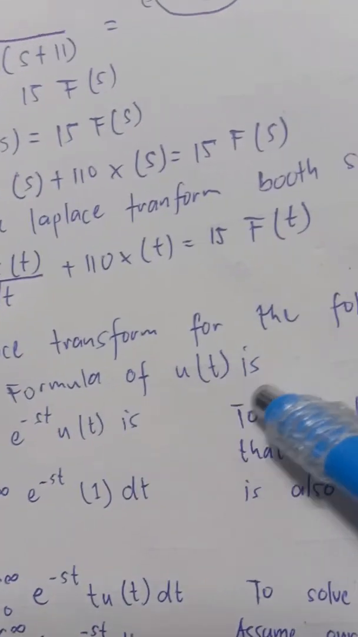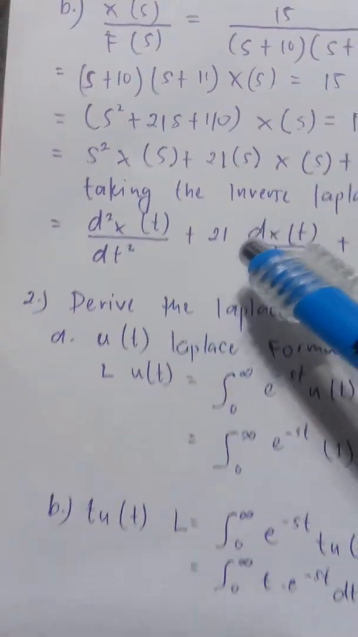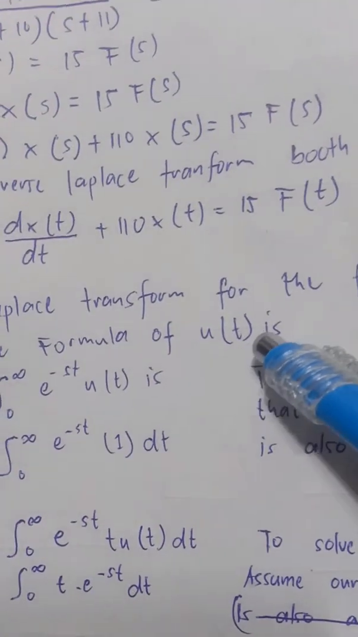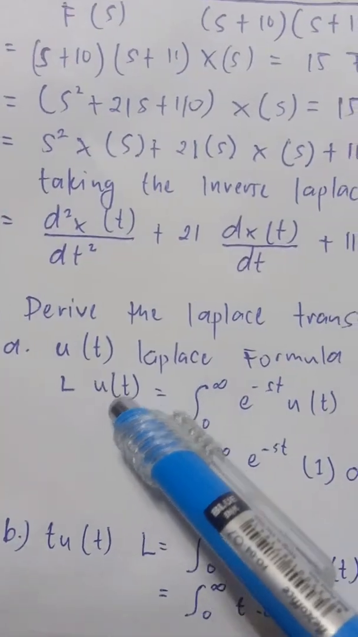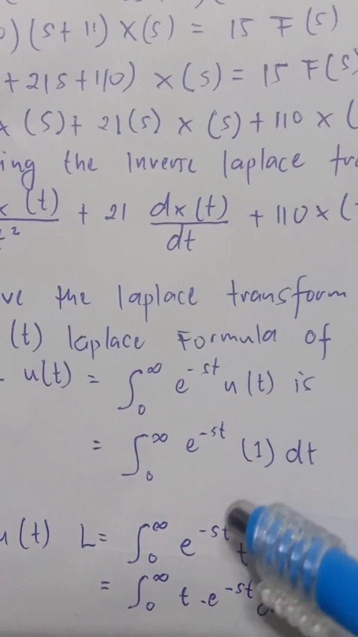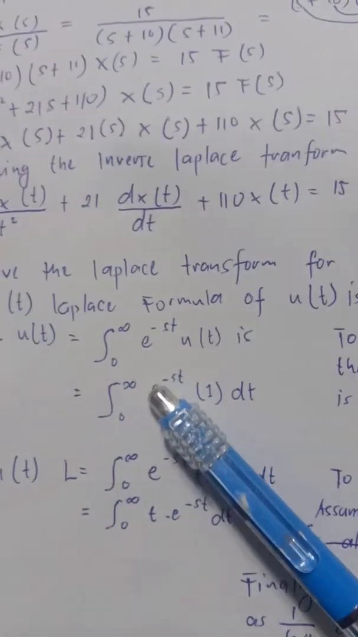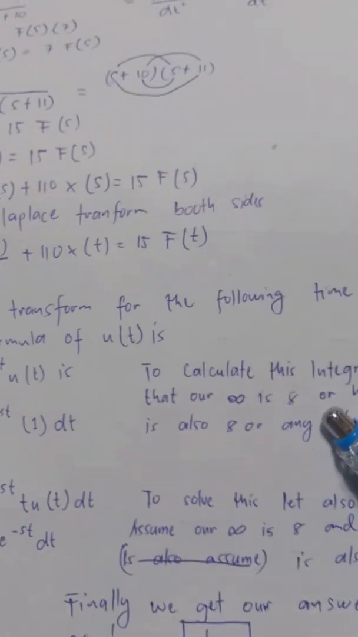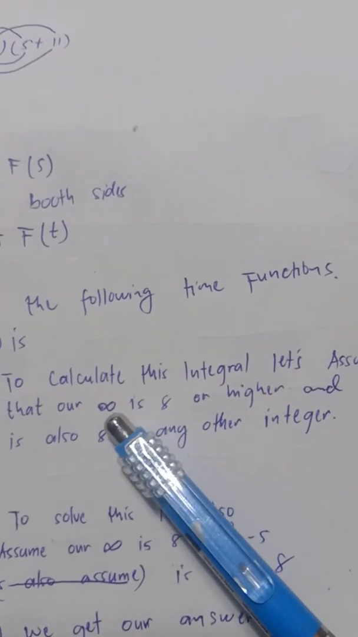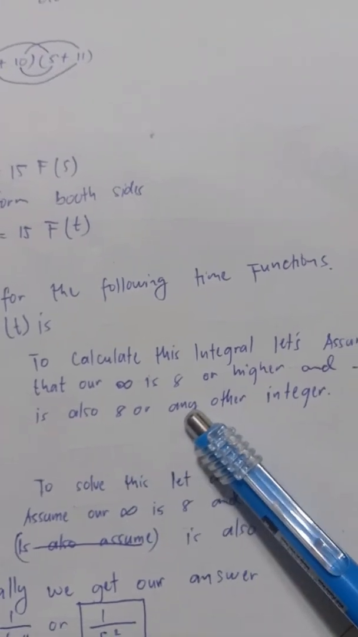Derive the Laplace transform for the following time functions. Letter A, u(t). The Laplace formula of u(t) is L of u(t) equals the integral. Now this is the result. And to calculate this integral, let's assume that the upper limit is infinity, and the exponential vanishes at infinity.